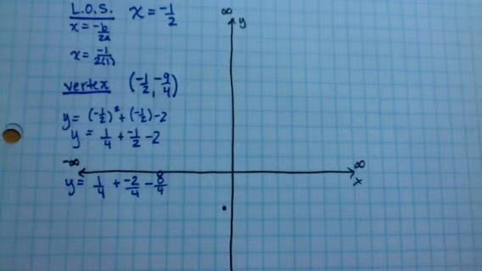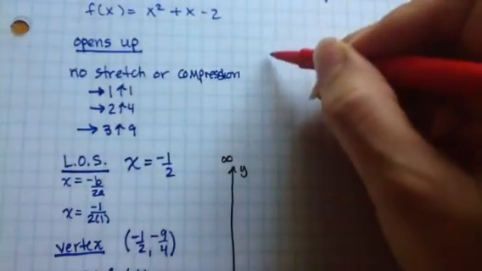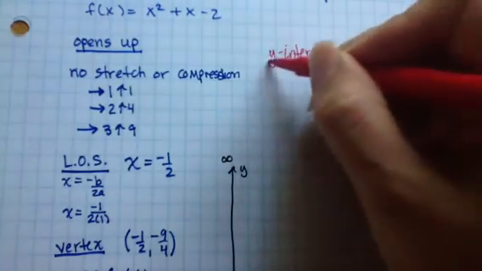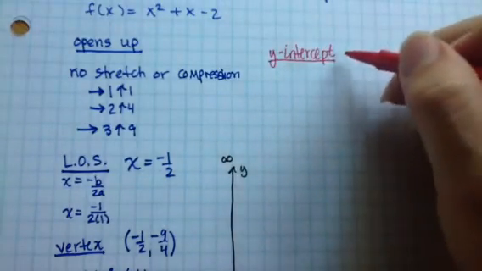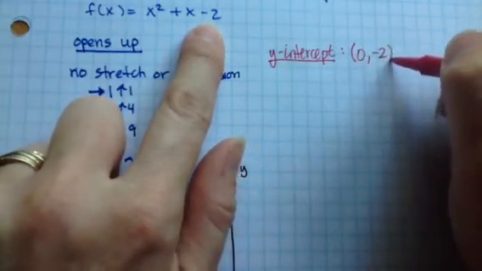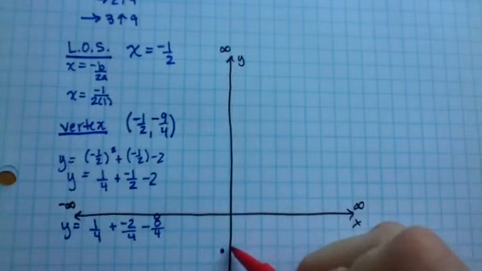Okay, let's look at our intercepts. How about the y-intercept? And then we'll look at the x-intercepts. The y-intercept for a parabola in standard form will be at (0, c). So in this problem, it's at (0, negative 2). So we're going to put that on our graph. (0, negative 2).